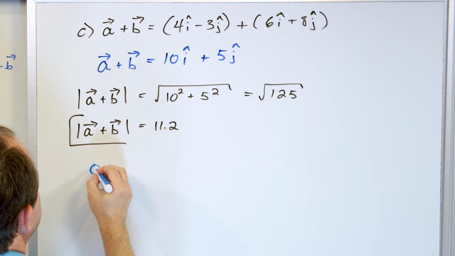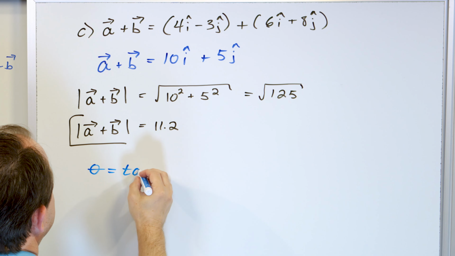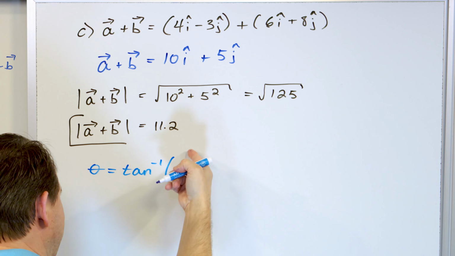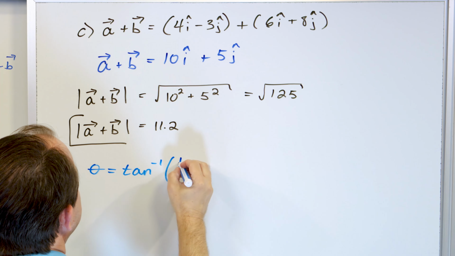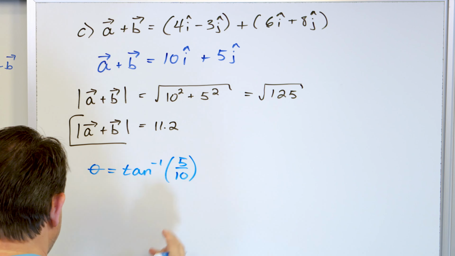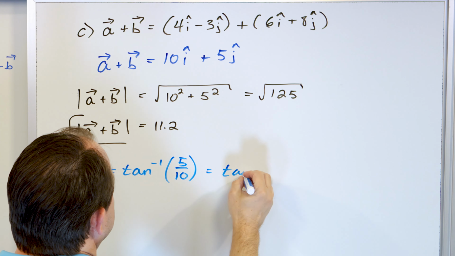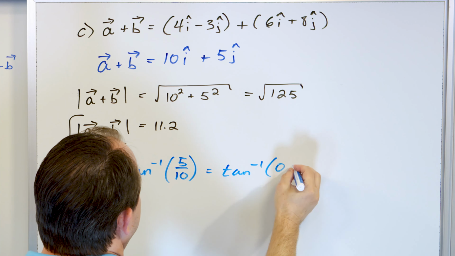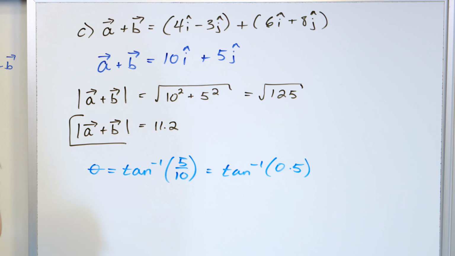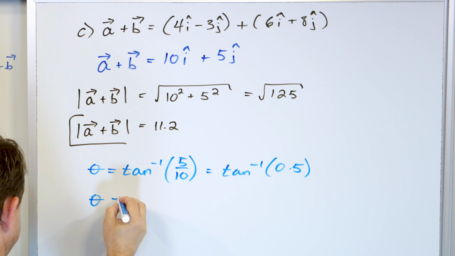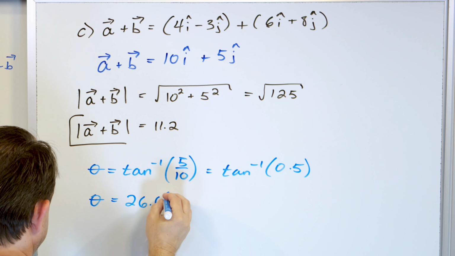Well, the angle theta is going to be equal to the inverse tangent. By now you should know it's the y component over the x component. So it's 5 over 10. And you all know that this is just 0.5, so that's going to be the inverse tangent of 0.5. Take the inverse tangent of 0.5, and what you get for theta is 26.6 degrees.